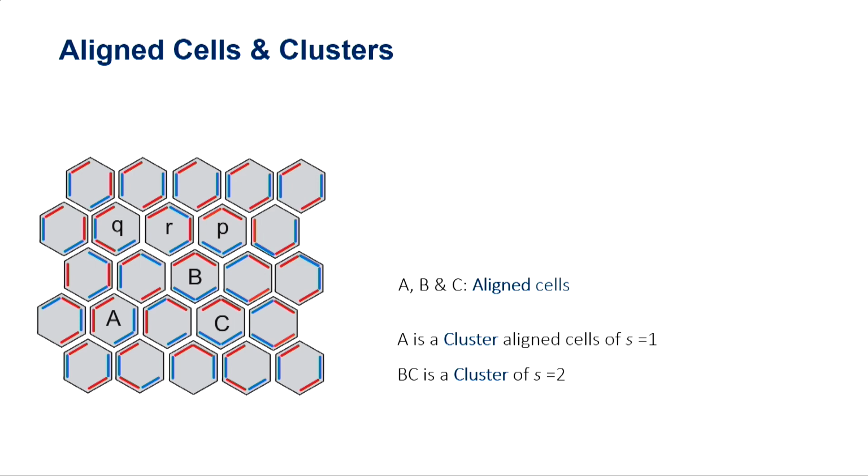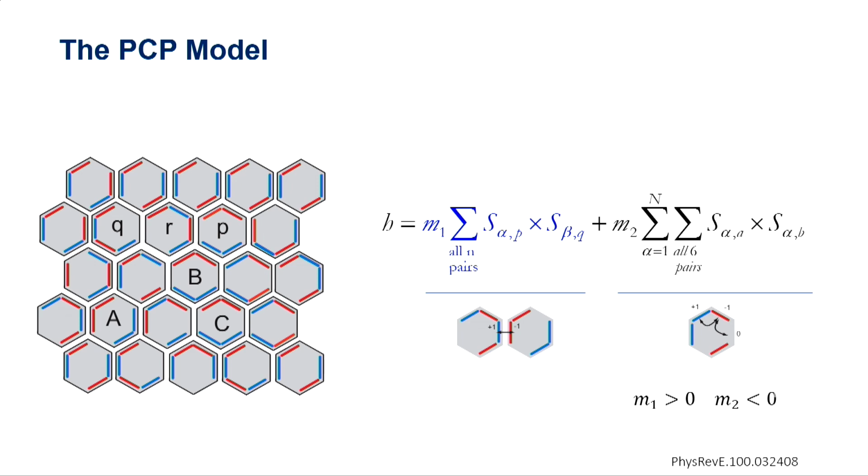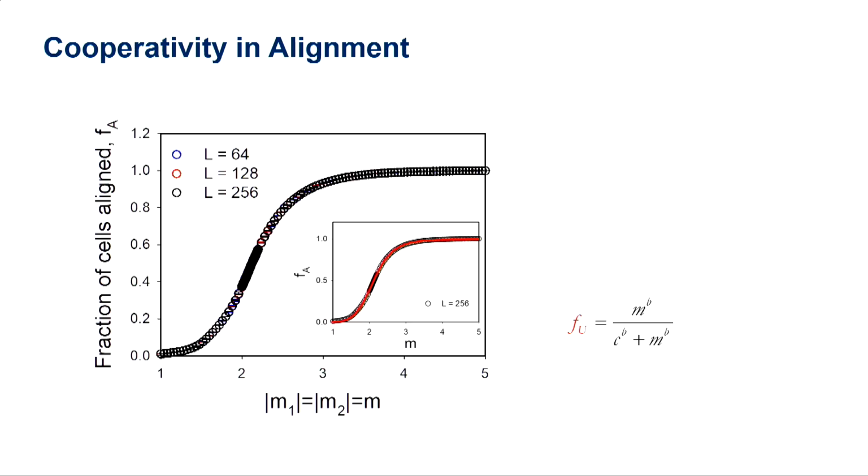Okay. So what do we see? As I said, to keep life simple, you start with both the M's the same, only the sign is different. So you see this: as you keep on increasing M for different lattice sizes, the fraction of cells aligned, meaning they have this segregation as well as the neighbor interaction is correct.